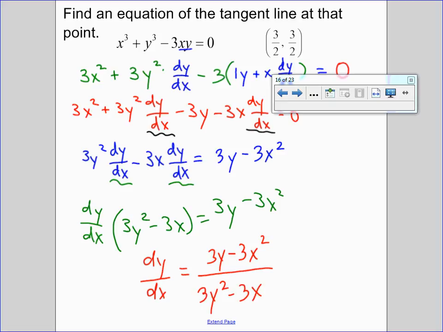Notice how there's a 3 common to each of those terms. So factoring out a 3 on top, factoring out a 3 on bottom, dividing out 3 divided by 3 is just 1. Gives a simplified formula, it'll be easier to work with. How about y minus x squared over y squared minus x? Is that better?